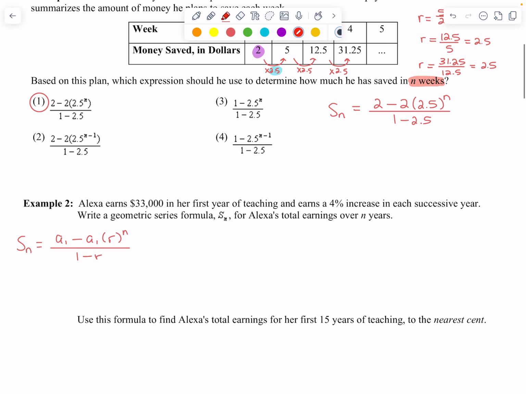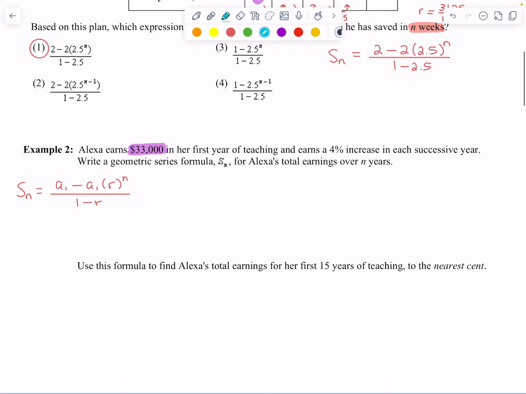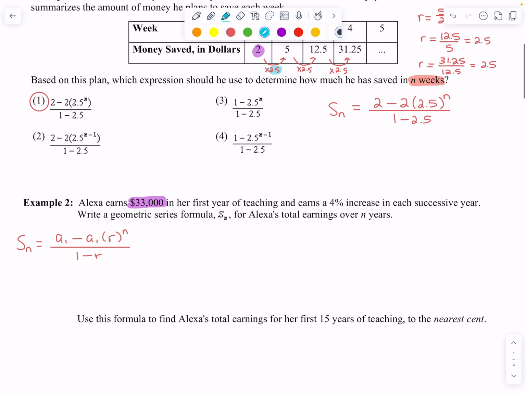Okay, so try to stick with my colors here. So first term, so Alexa earns $33,000 in her first year teaching. And then it says that her amount is going to increase by 4% each successive year. So this is going to help me figure out my common ratio. But what we want to remember here is when you increase by a percent, we have to think about how do we build that.